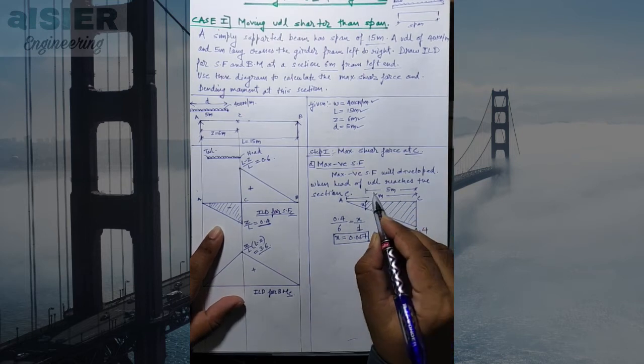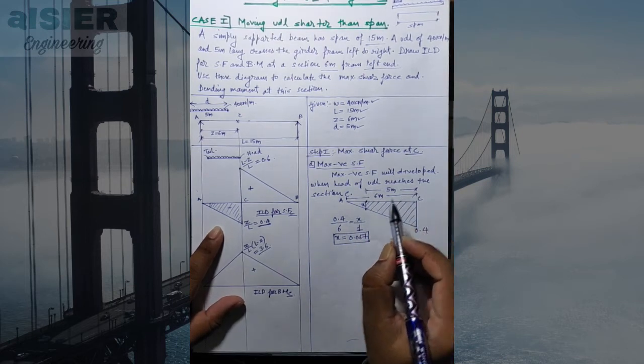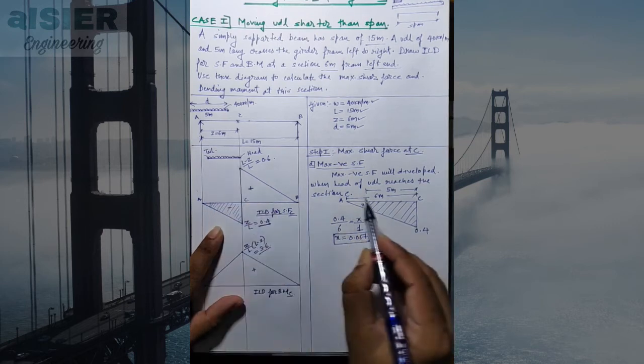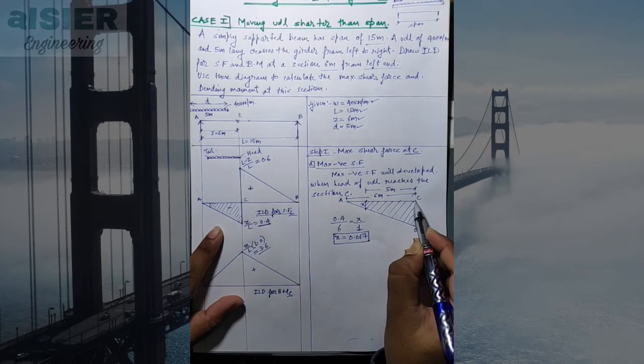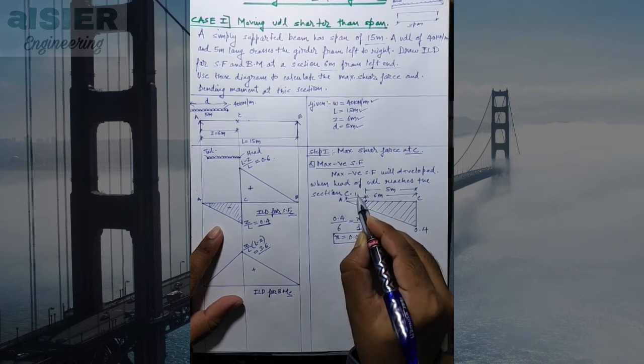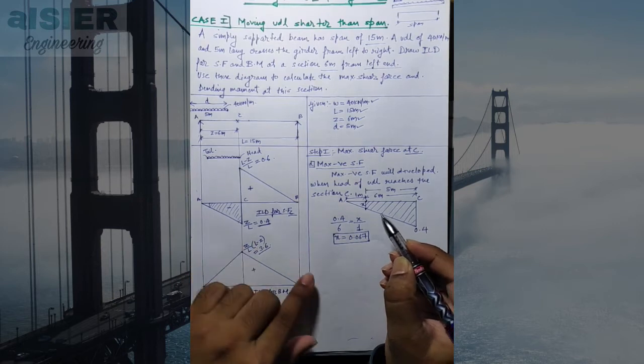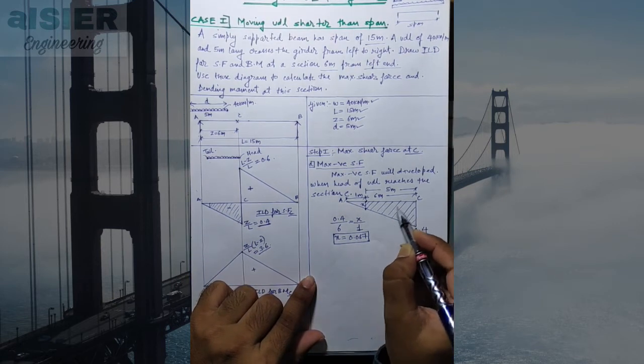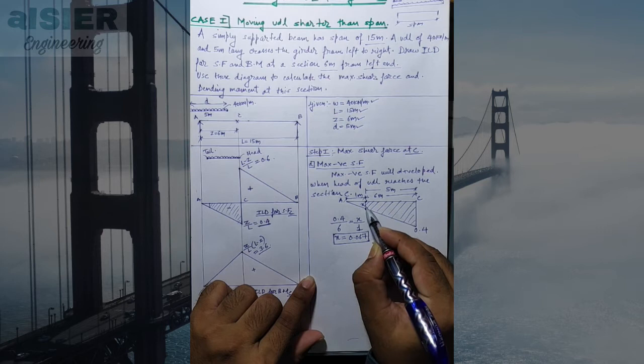Now we know the length of UDL is 5 meters. So we know that this distance is 5 meters. And the remaining distance, the total distance being 6 meters, is 1 meter. Now to calculate this area, we will need the value of x here.